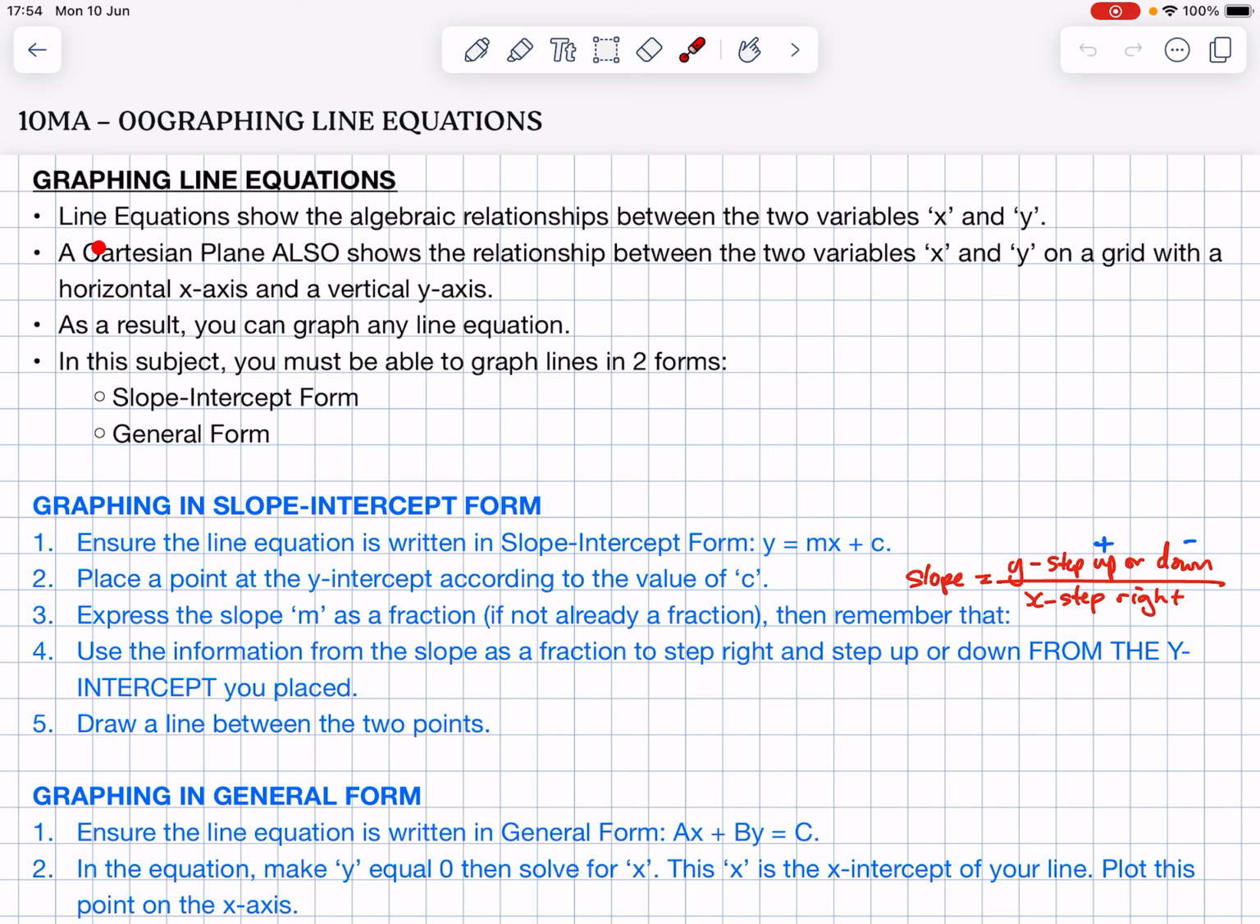So, line equations show the algebraic relationship between the two variables x and y. Now, a Cartesian plane also shows the relationship between the two variables x and y on a grid with a horizontal x-axis and a vertical y-axis. So as a result, you can graph any line equation according to the relationship that it says is between the variables. In this subject, you must be able to graph lines in two forms, slope-intercept form and general form.